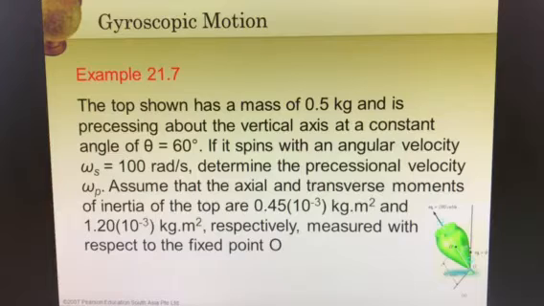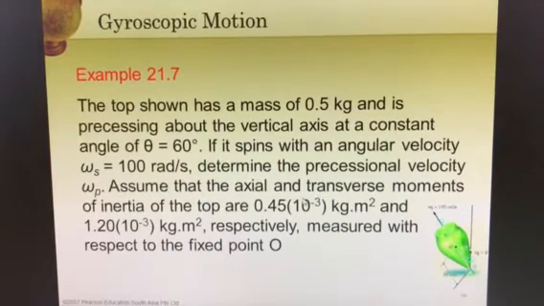So if it spins with an angular velocity, so this one is the spin, which is 100 radians per second. Determine the precessional velocity Wp. So assume that the axial and the transverse moments of inertia of the top are, so the axial moment is this one, and the transverse moment is this one, this value, measured with respect to the fixed point O.